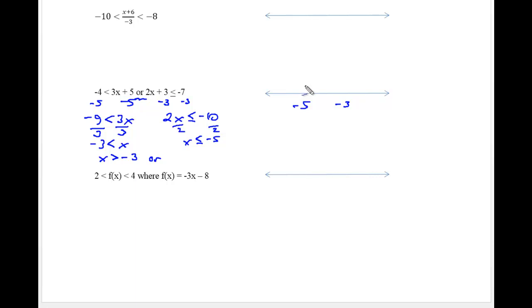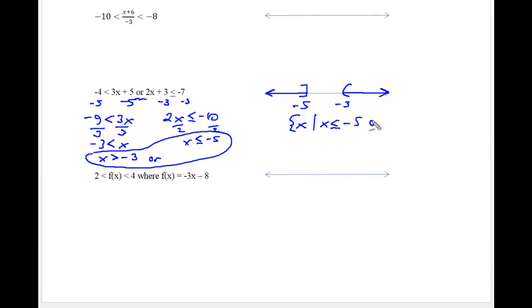So let's go make that right here. We'll make a hard bracket, and this will be less than this. And then x is greater than negative 3, so we're going to have a parenthesis here. And there you go. Now, since this is an OR equation, which means that we can have one or the other, our set notation is going to be x such that x is less than or equal to negative 5, or x is greater than negative 3. Since it could be one or the other, it's okay to have both of these. You don't have to have an intersection of the two.